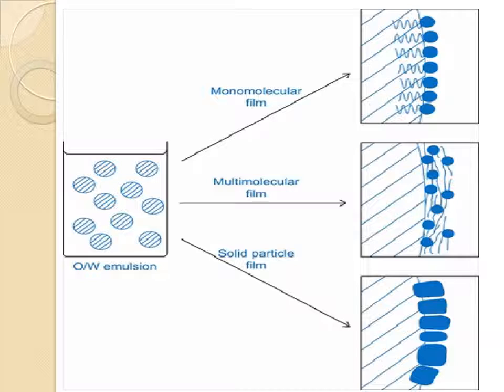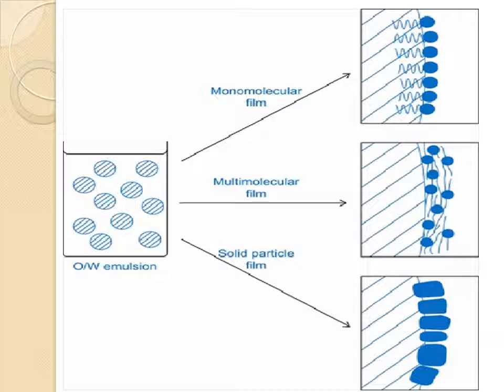When we prepare the emulsion, first the monomolecular film is formed. Each and every molecule is adsorbed on the interface, and only a one-molecule-thick layer is observed on the interface. So this is called a monomolecular film.